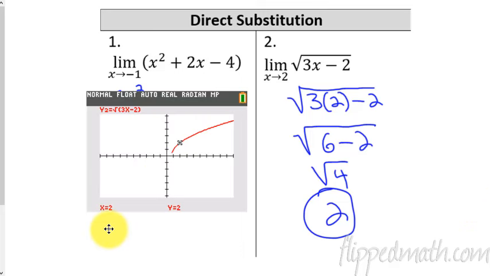And there we go. So what's going on here? If the x value is a 2, you can see here that the y value is also a 2. And the coordinate point's down there at the bottom of the screen. Okay, so that's direct substitution. It is as easy as we can get for these types of problems.